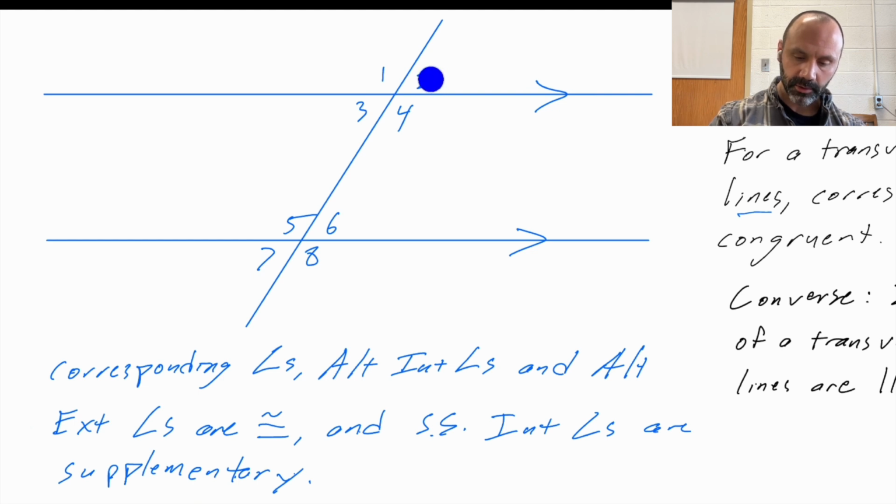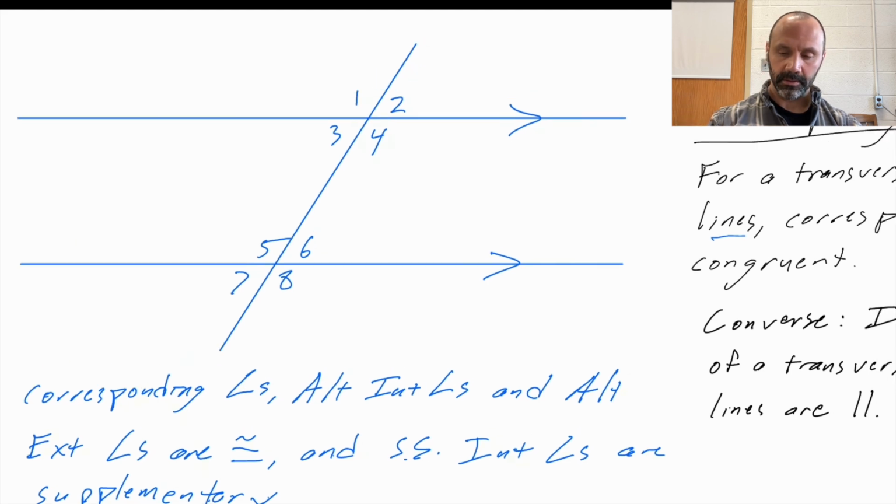So again, 2 and 6, those are corresponding angles. If these two lines are parallel, these two angles are congruent, right? 3 and 6 are alternate interior angles. They are congruent. 2 and 7, those are alternate exterior angles. Those are congruent. And then same side interior angles like 4 and 6 are supplementary, meaning they add to 180. Those are things we know from investigation one. If you haven't seen that, go back and watch it.